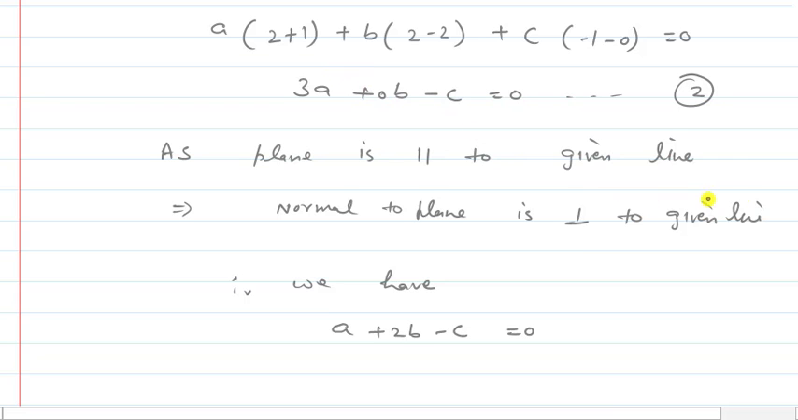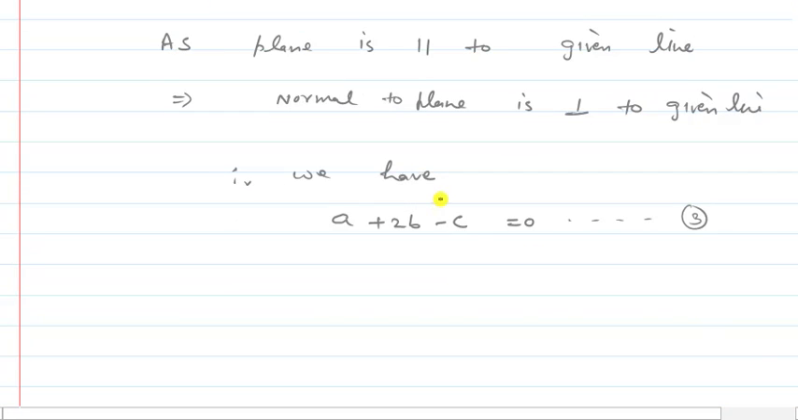This is equation number 3. Now, as in previous cases, we'll find out the values of a, b, c in terms of lambda by using the cross multiplication method, and on calculation we are getting a is equal to lambda, b is equal to lambda, and c is equal to 3 lambda.